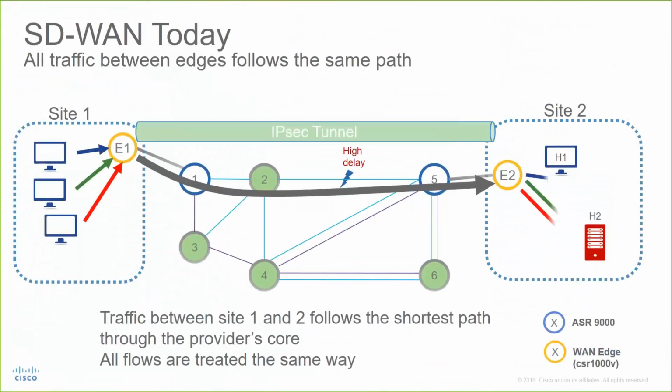Without any special treatment by the service provider, all traffic originating at Site 1 and encapsulated into an IPsec tunnel towards Site 2 will be delivered over the shortest path to the egress PE, advertising the BGP route to reach Site 2. Such a path, as you can see, could traverse links with high delay or that are unencrypted.